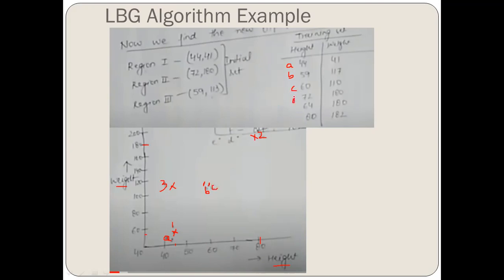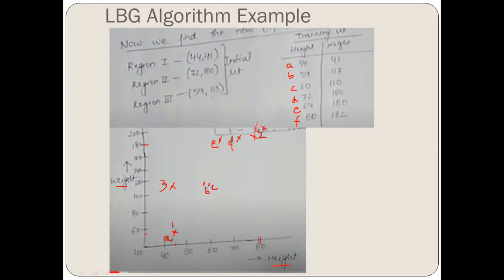Then we have D, 72 and 180. This is 72 and 180. This will be somewhere here. This is the D point. And then you have E. E is 64 and 180. So this is 180 and this is 64. So it will be somewhere here. This is E. And then you have the last one as F. That is 80 and 182. So this is 80 and this is 182. So it will be somewhere here, F.